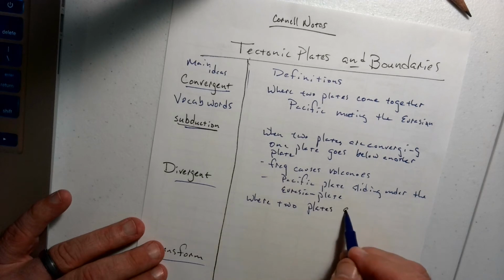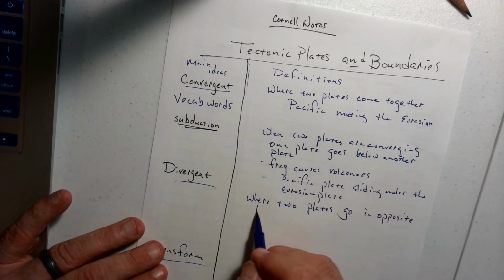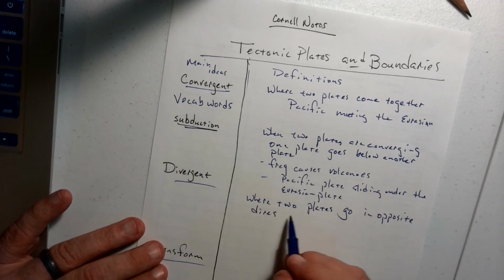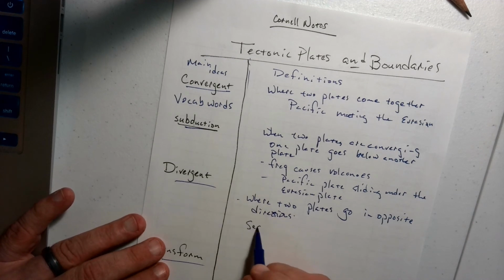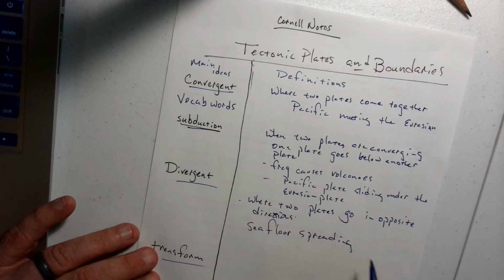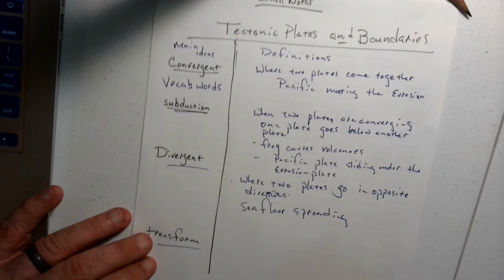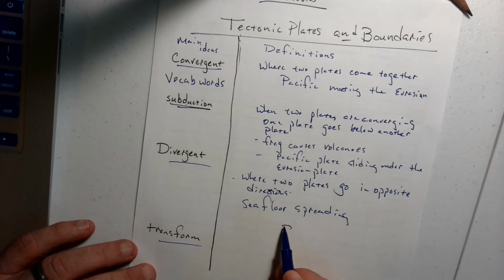plates go in opposite directions. They are diverging. And this is frequently happening where there is the seafloor spreading, which is why we have the state of Hawaii. Hawaii is the result of seafloor spreading, where the plates are going in opposite directions.